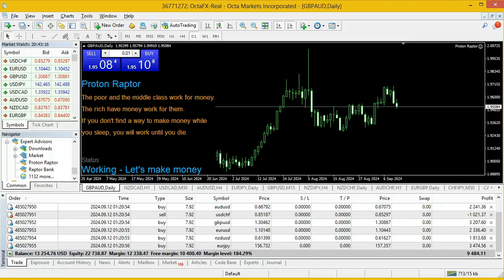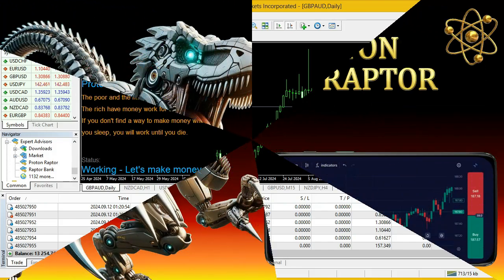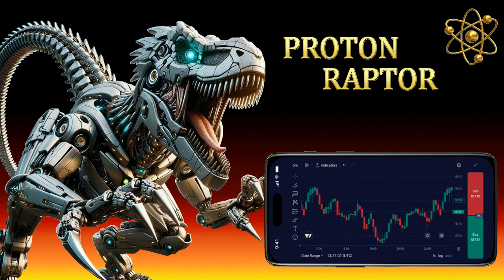Proton Raptor is a highly effective and consistently profitable expert advisor. It works exceptionally when combined with our probability analysis indicator. Here is how it works.